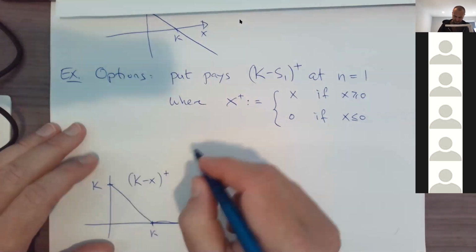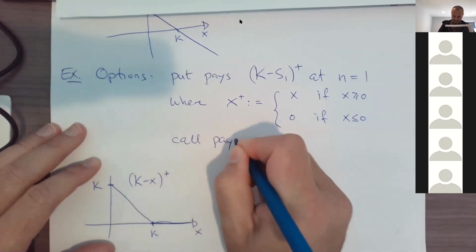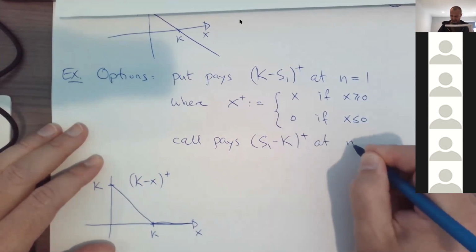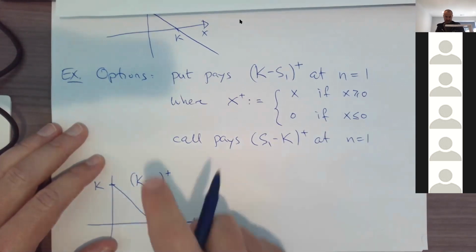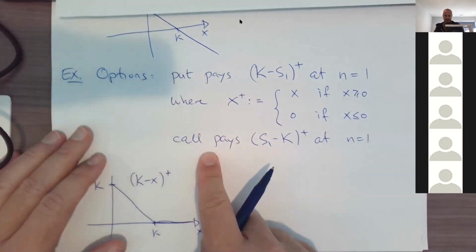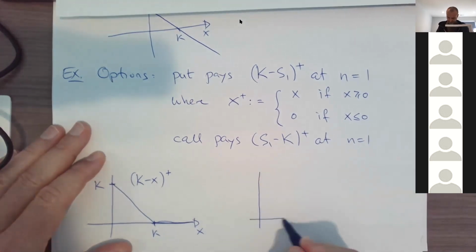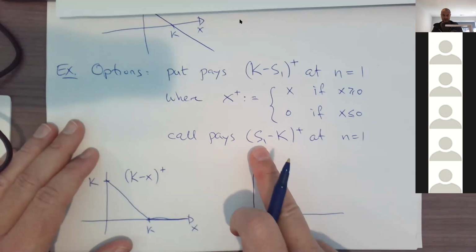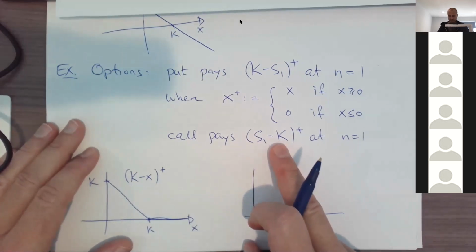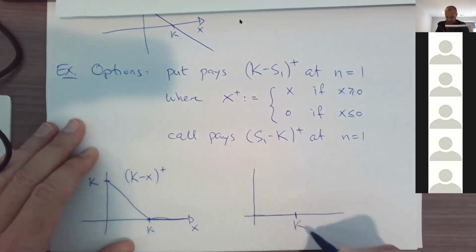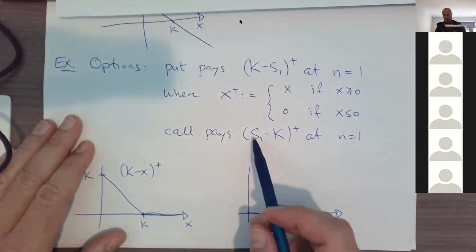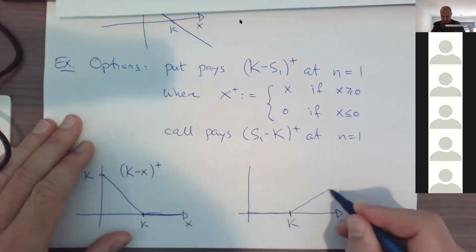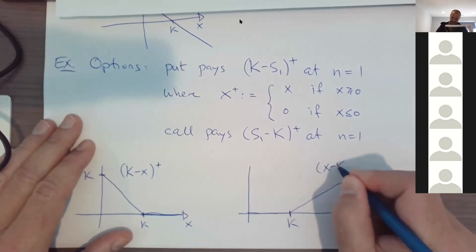The next one we should do is the call. The call pays S1 minus k, positive part. This is at time 1. So we have a put option, we have a call option, and what does the call look like? Well, if the stock price is close to 0, I get minus k, presumably k is positive, so I'll have a 0 here. Then when the underlying is k itself, I'll get k minus k, so 0 here, and then it'll come up as a straight line. This here is x minus k positive part.